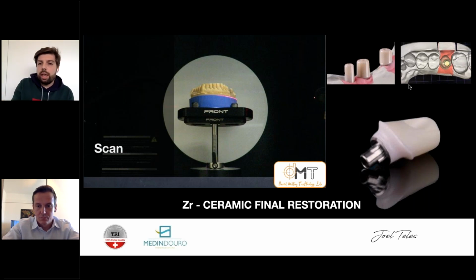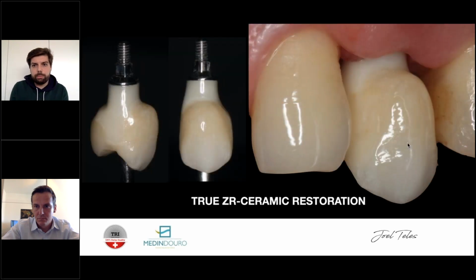And what's missing is the ceramic that the lab is going to apply later. So it's fused, not cemented. And this is a true zirconia ceramic restoration. So what does this mean, the true zirconia ceramic restoration? It means that the ceramic only comes from the tissue up. It does not go inside the tissue. What's going inside the tissue is only the real, very well polished zirconia.